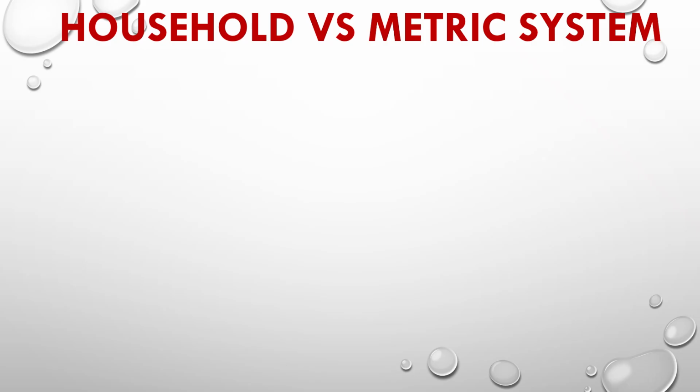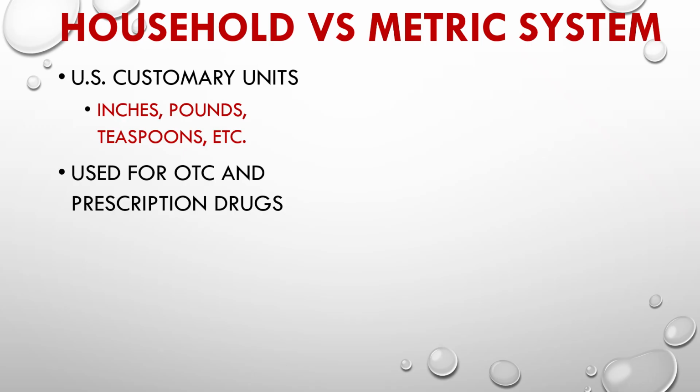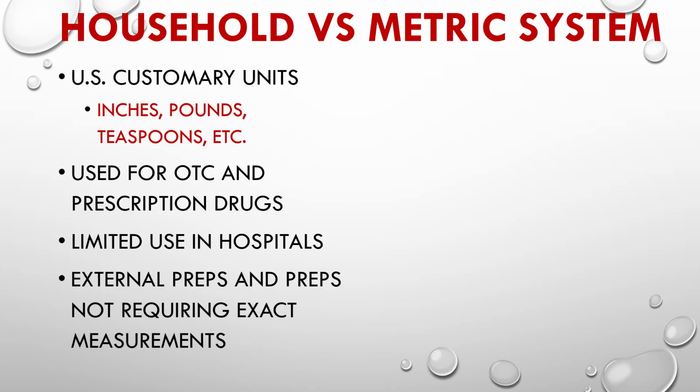We are most familiar with household or metric systems. The US commonly uses household units. So things like inches, pounds, teaspoons, those are household units. These are more for our over-the-counter, or in some prescription drugs, we'll say like 2 tablespoons or 2 teaspoons. Those are household measurements. These are limited though in the hospital. For the most part, you're never going to see these in a hospital setting. They're always going to use the metric system. So these are more for things that don't need an exact measurement.